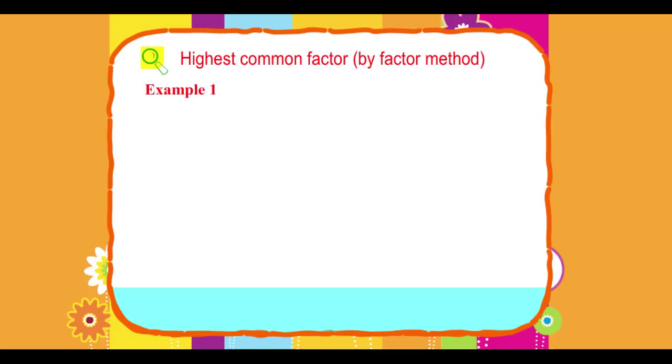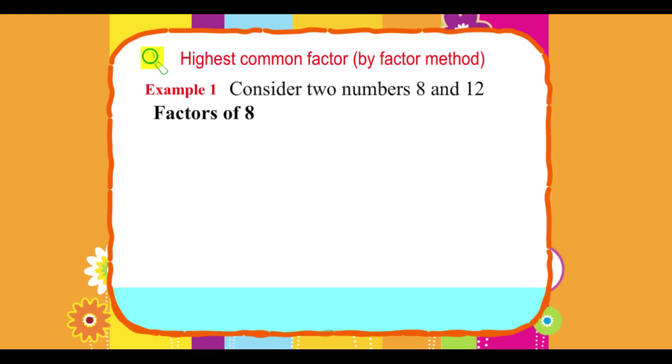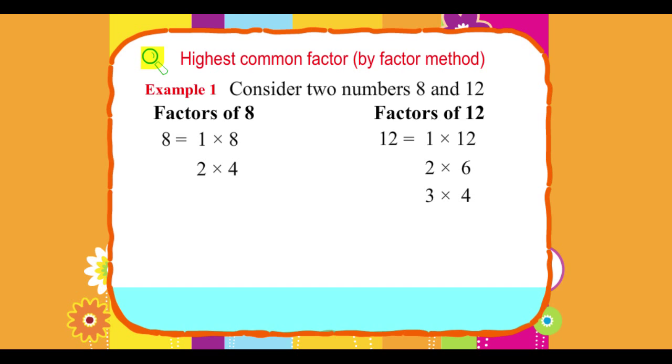Example 1. Consider two numbers 8 and 12. Factors of 8: 8 equals 1 into 8, 2 into 4. Factors of 12: 12 equals 1 into 12, 2 into 6, 3 into 4.